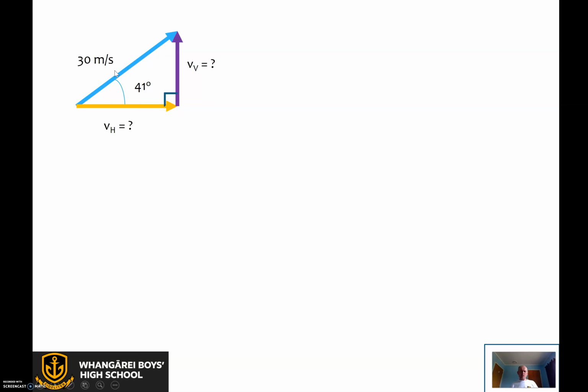Using Year 11 trigonometry and dealing with the horizontal velocity, I'm going to say that the cosine of this angle is equal to the adjacent, which is VH, divided by the hypotenuse, 30. So cos, adjacent, hypotenuse. Cos of 41, adjacent over hypotenuse. Then I don't want to have what I'm looking for on the right-hand side. I want to have it on the left. So I'm going to swap sides by just writing it like that. VH over 30 is cos 41.